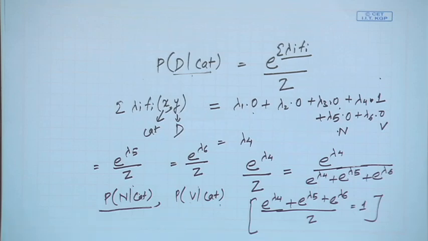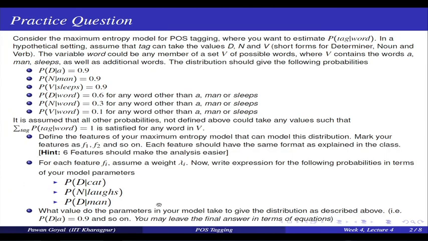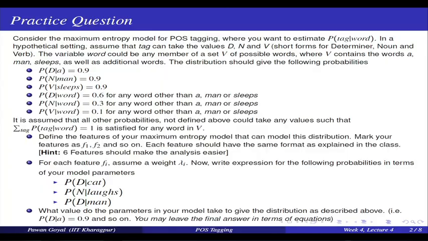Now in a very similar manner, I suggest that you try out the other 2 cases: what is the probability of n given laughs and what is the probability of d given man. So again we have not used the probabilities 0.9 and so on that were given in the constraints of this question. So that I have to use in the last point. So what values do the parameters in your model take to give the distribution as described above? That is, what values they should take such that probability d given a is 0.9 and so on. Okay, and you may leave your final answer in terms of equations.